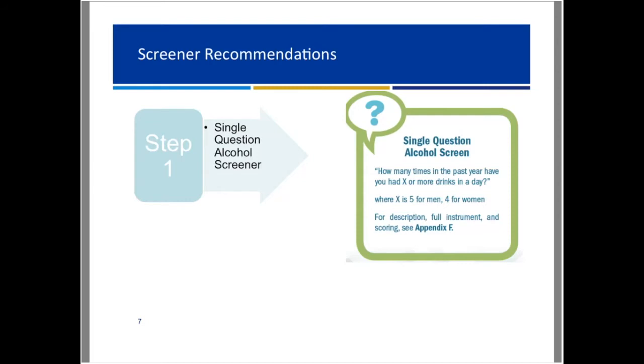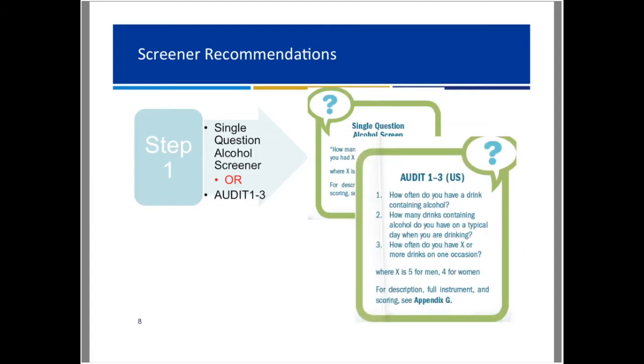This has strong advantages because it's a single item and it can be easily memorized, so it can be incorporated into routine care fairly easily. The full description of that instrument is in Appendix F of the CDC guide that I referenced earlier.